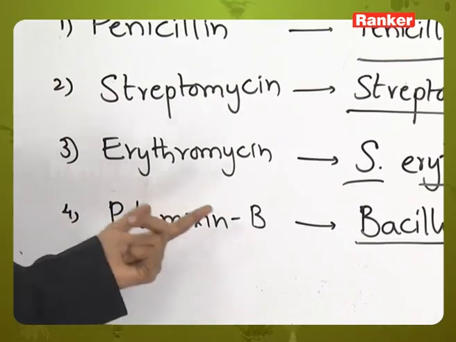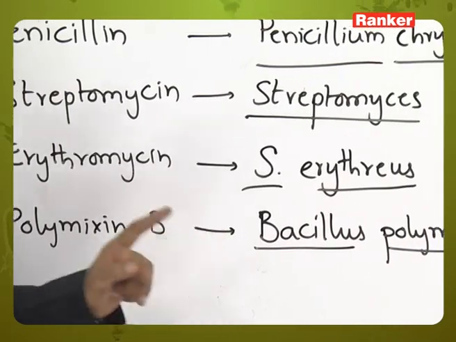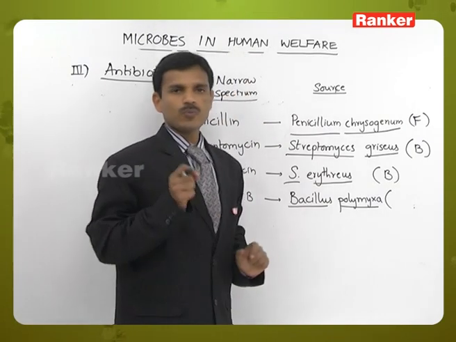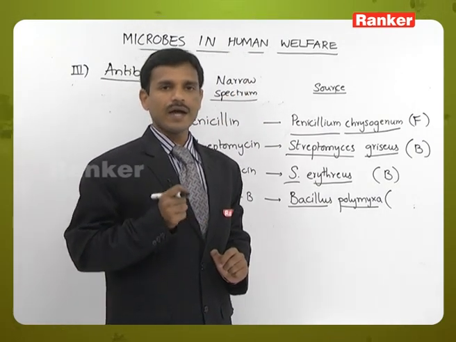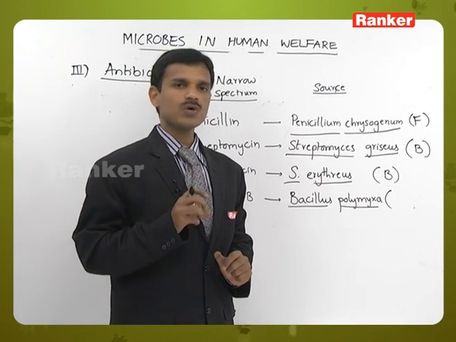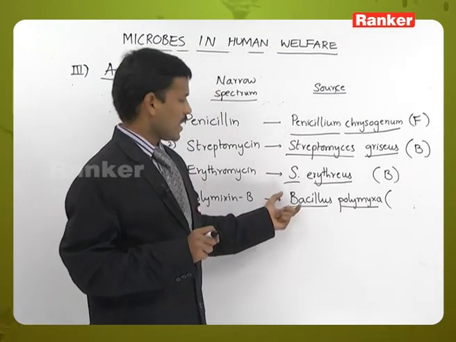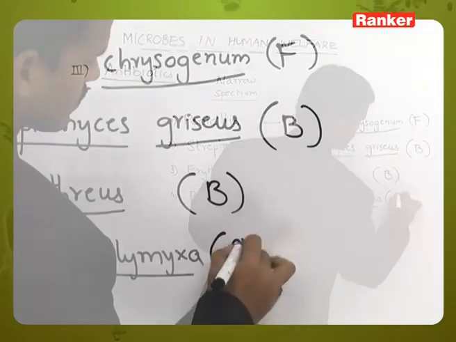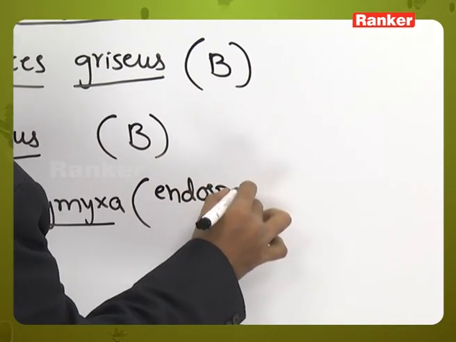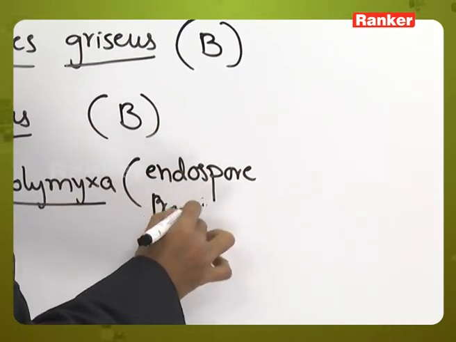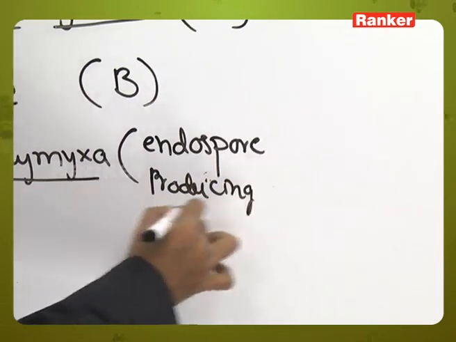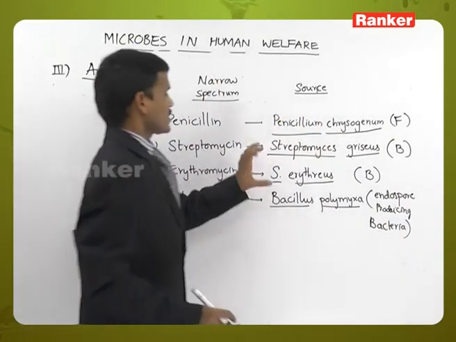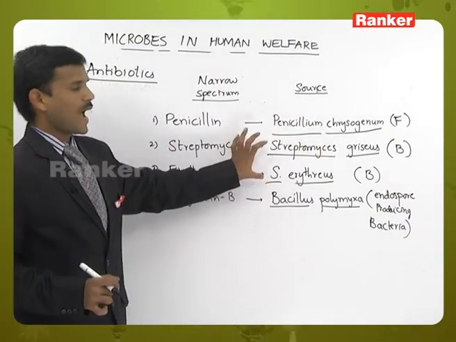Polymyxin B is extracted from Bacillus polymyxa. In some bacteria, endospores are formed, and Bacillus polymyxa is an endospore producing bacterium. Streptomyces species are actinomycetes bacteria.